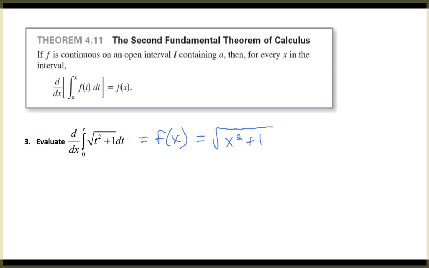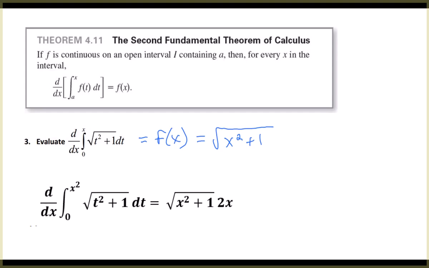Now, it can get more complicated. We're not going to go there. But what if this was x squared up there? Then would it be x to the 4th plus 1? Then you've got to get the chain rule involved. At that point, if it was x squared up there, then this would be x squared plus 1 times what? 2x. It gets weird, but we're going to leave it at that. All right.